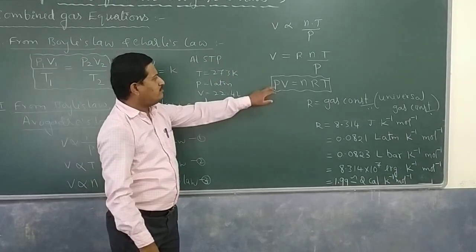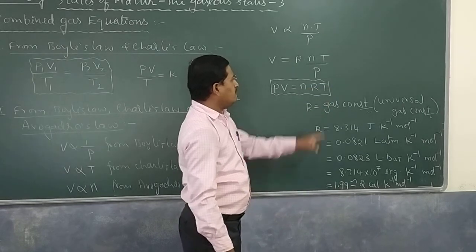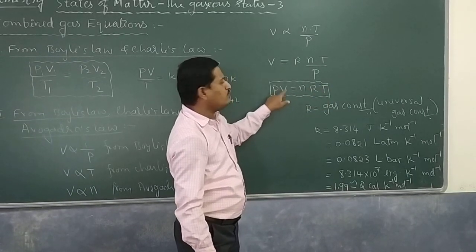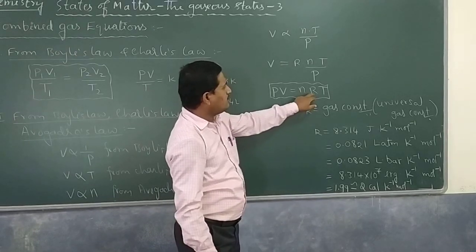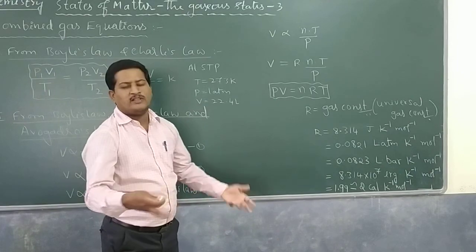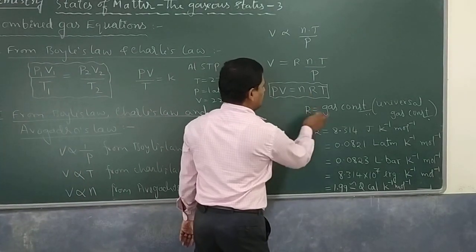The product of pressure into volume equals N into R into T, where T is the temperature, P is the pressure, V is the volume, and R is the gas constant, where N is the number of moles. So it may be 1 mole, 2 moles or 3 moles, an integer, you can say. So R is nothing but the gas constant.